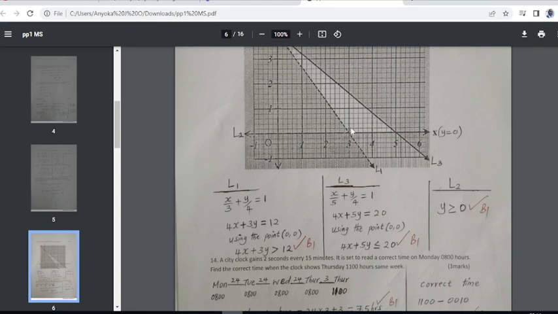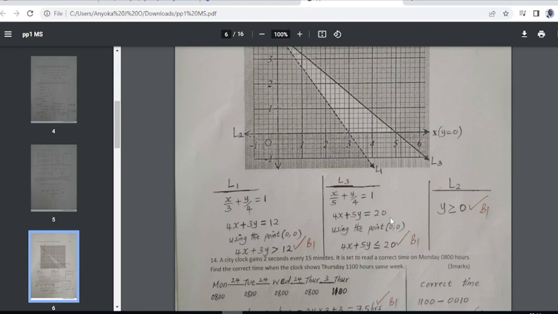Choose one point. Let's choose a point here, (3, 1), which is inside the wanted region. Substitute (3, 1). So y is 1. 1 and 0. We want a true statement because we have taken a point which is inside the region. 1 is greater than or equal to 0. True. So our inequality will be y is greater than or equal to 0.